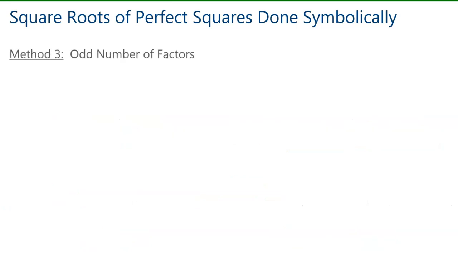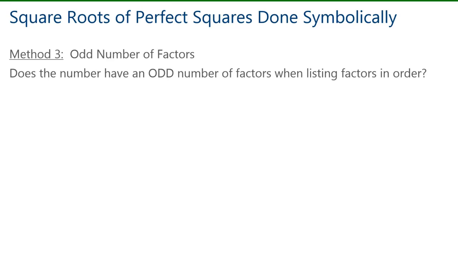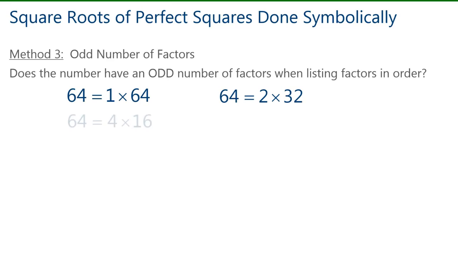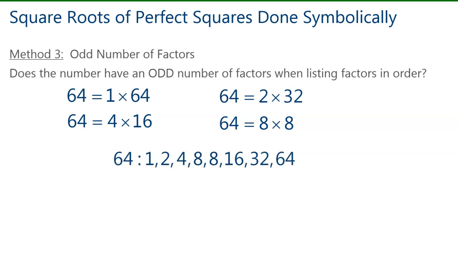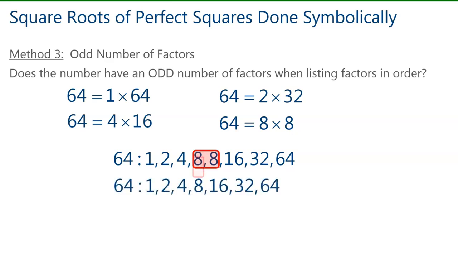The third method involves determining if the number has an odd number of factors when listing factors in order. Consider 64. It can be written as 1 times 64, 2 times 32, 4 times 16, and 8 times 8. So when you list the factors of 64, from 1 to 64, you don't list the 8 twice. You would list the 8 once.